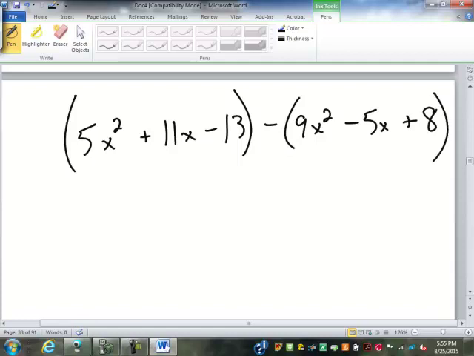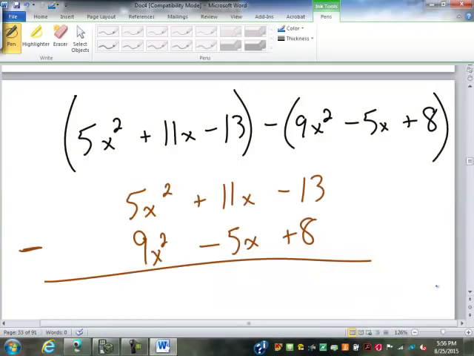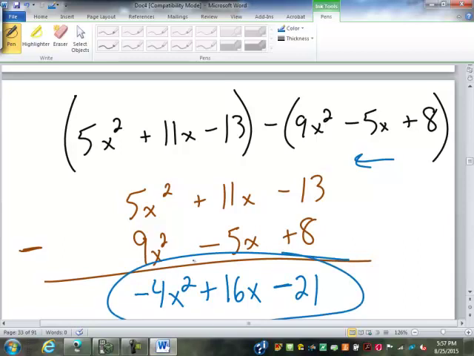Subtract those quick and see what you come up with. Let's see how you did. Starting from the right and working our way back to the left, we have negative 13 minus 8 is negative 21. Good. 11x minus a negative 5x. Positive 16x. Good. And 5x squared minus 9x squared. Negative 4x squared. Perfect. How many of you got that? Perfect.